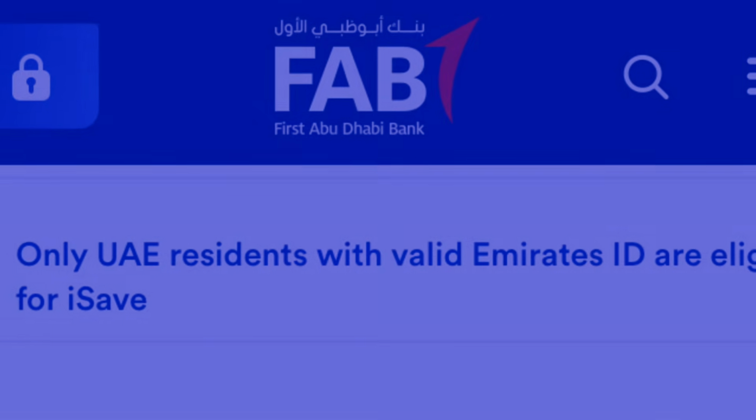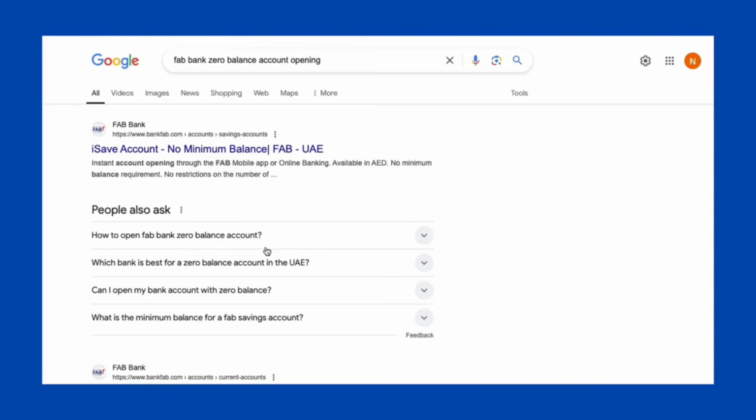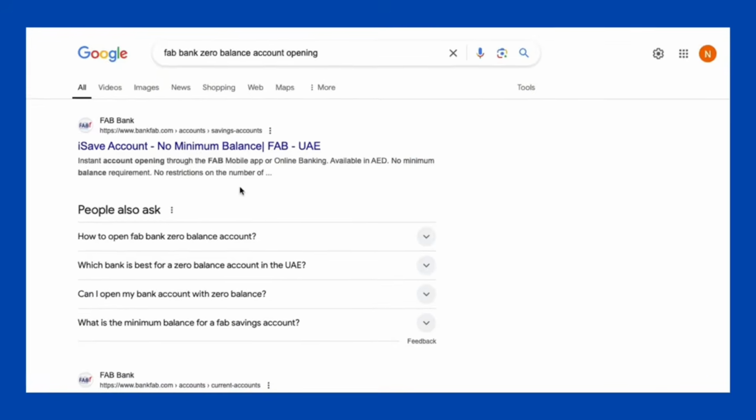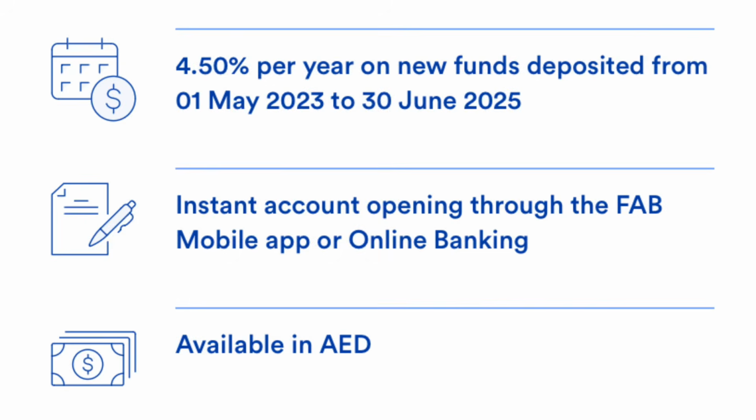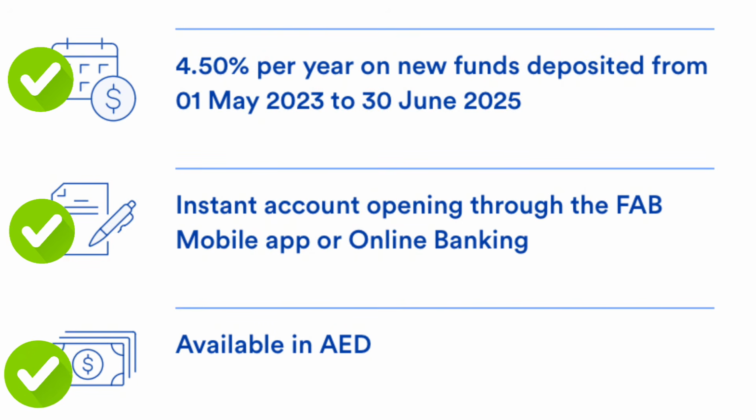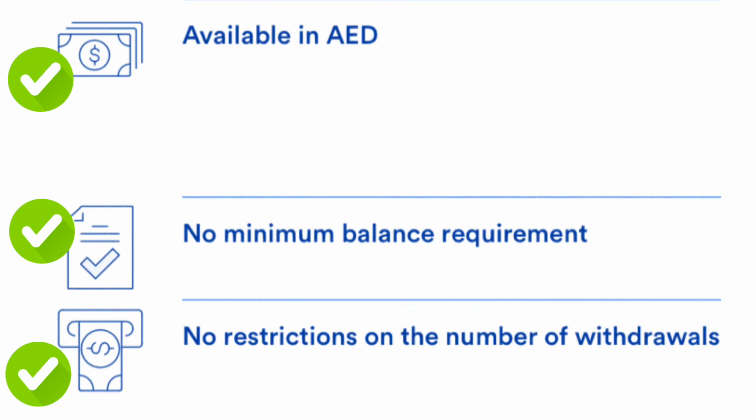To open this account, simply visit the FAB Bank website, type FAB iSave account in your Google search bar, and click on the first result. As you can see on the screen, you earn 4.5% interest per year on all funds deposited between May 2023 to June 2025. Instant account opening. The account is only available in dirhams, no minimum balance requirement, and no restriction on the number of withdrawals.